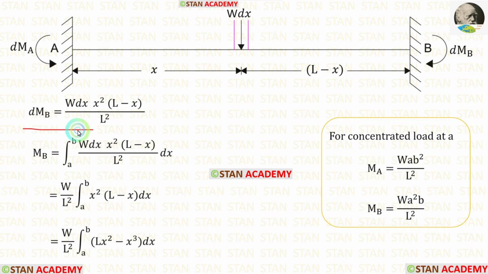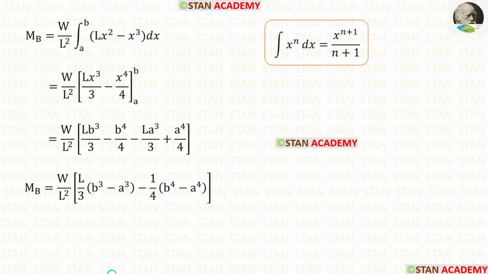From here, to find out MB, we have to make integration. We know that the limits for the integration are A to B. Let us take W upon L square outside. Then let us multiply x square with L minus x. When we do that, we will get these. Using this formula, let us integrate. When we integrate, we will get these.